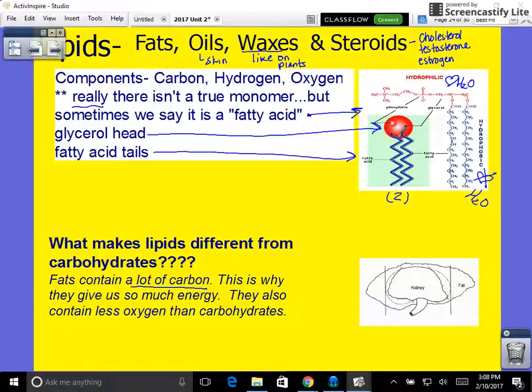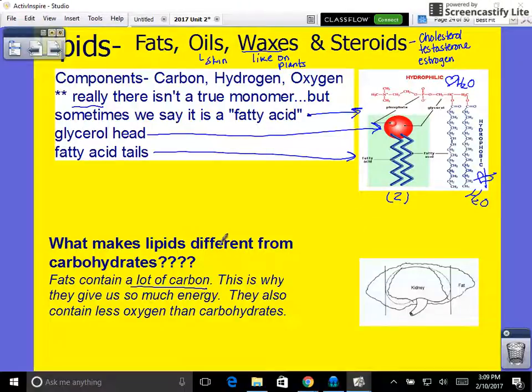In this case, this is a fatty acid and it has a glycerol head and 2 fatty acid tails. Now, this glycerol head is known as hydrophilic, so it's water-loving. So it's also polar. This hydrophobic region, right here, these 2 tails, are water-fearing. This is going to come into play when we start to talk about cell membranes, and you're going to start to understand why some things can go through the membrane and why some things can't.